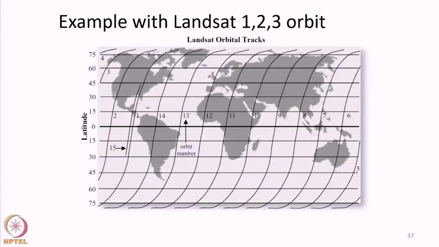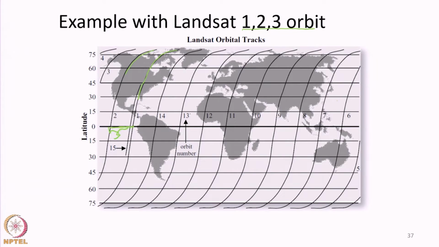Now, this is an example of the orbit track of Landsat 1, 2 and 3. So this is how it is. Say on day 1 the orbit is starting like this, orbit 1 day 1, day 2 it is like this. So this is the longitudinal shift I was talking about, the entire thing.